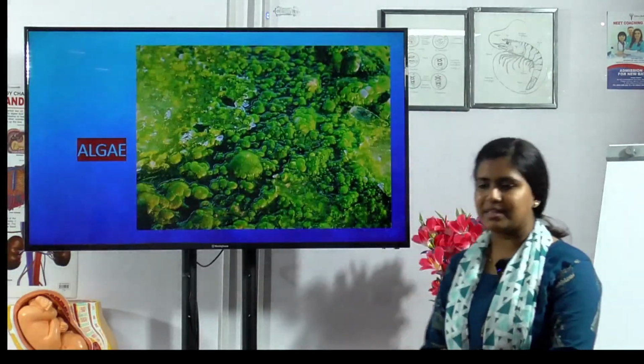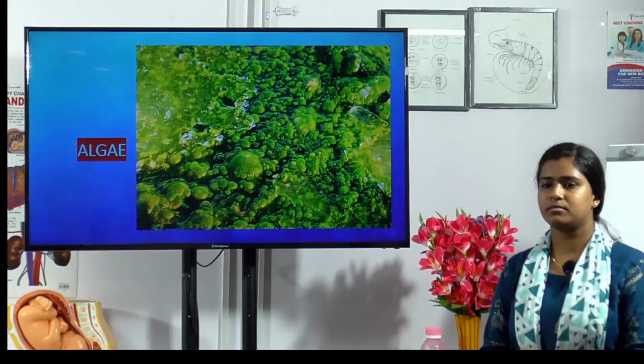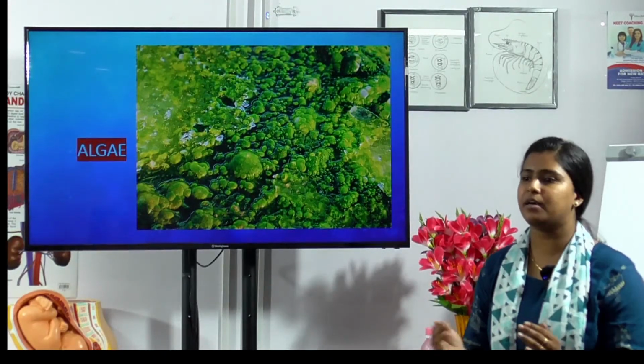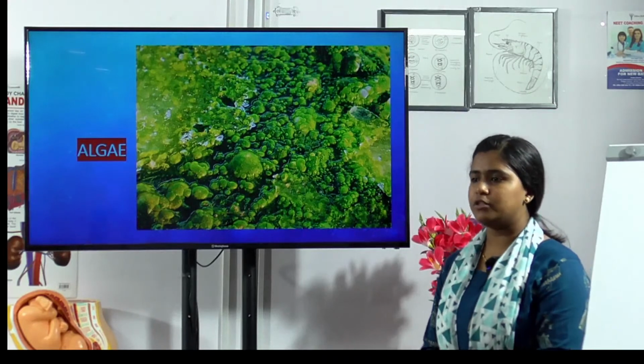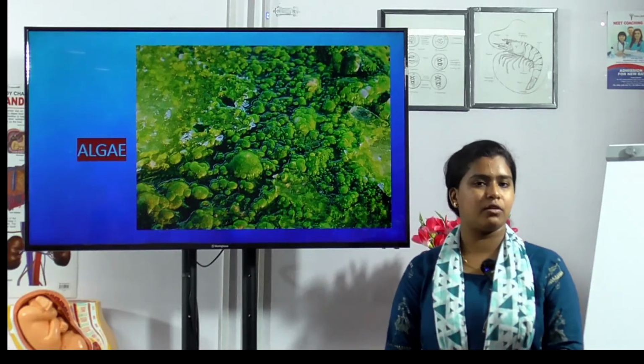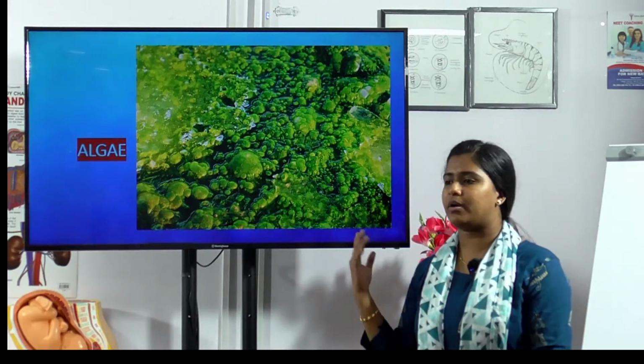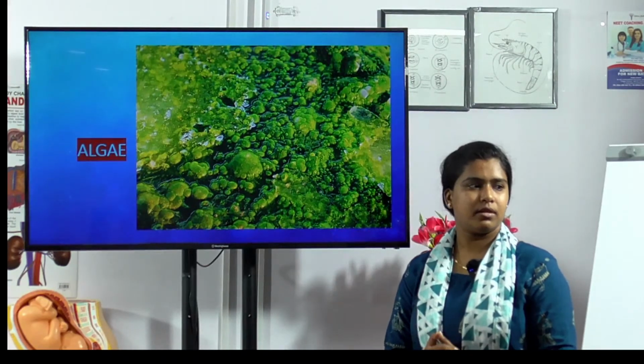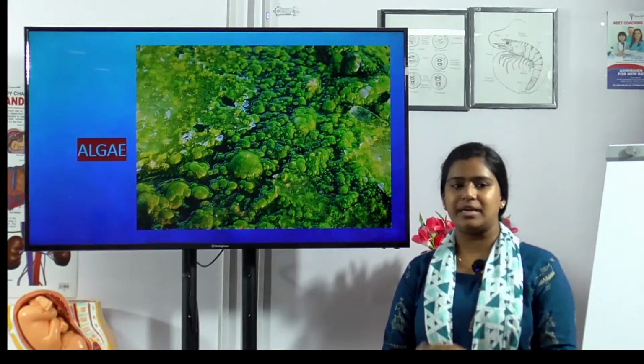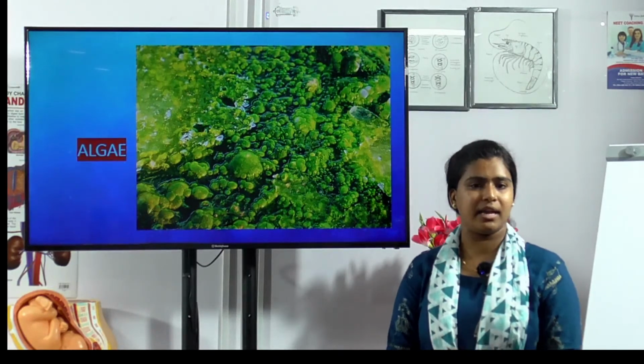Okay, now let us see about algae. What are algae? How do they look, which color? Green, due to chlorophyll. So it is a green chlorophyll pigment. Habitat, where can it be found? In wet areas like rocks, tree trunks, etc. We can find this in damp areas.